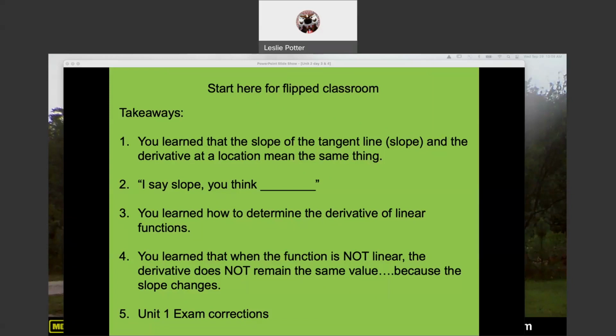So in the notes for today, we learned how to determine the derivative of linear functions. If you're going, oh, I forgot to take the notes, it's only about 10 minutes of notes. Don't worry, we're going to go through about half of it right now.